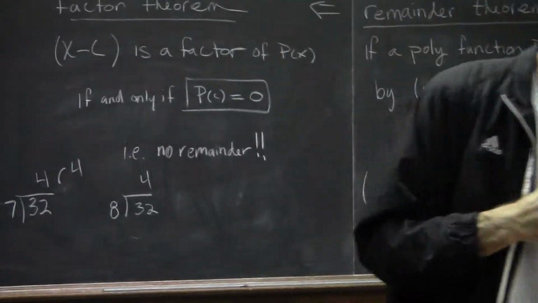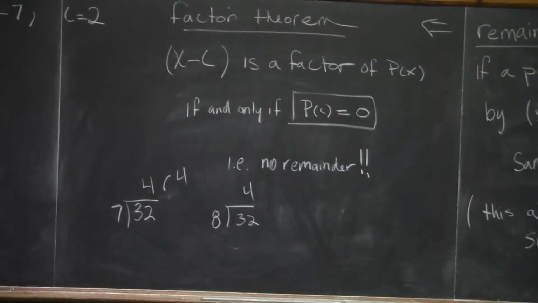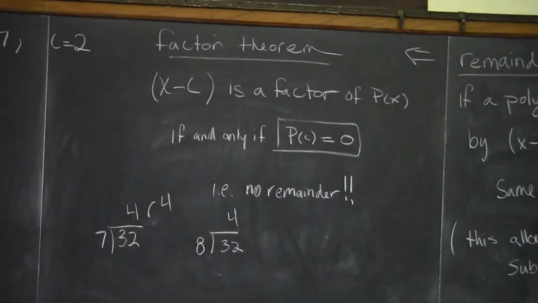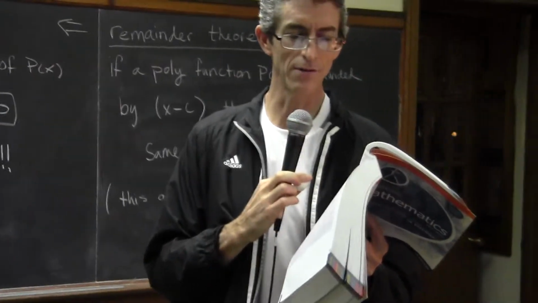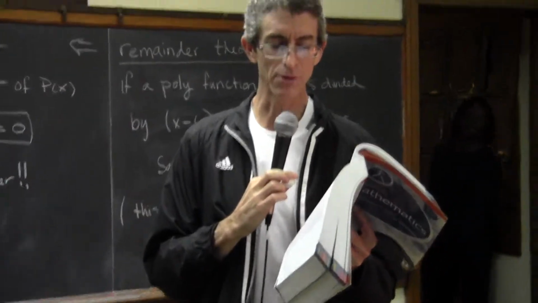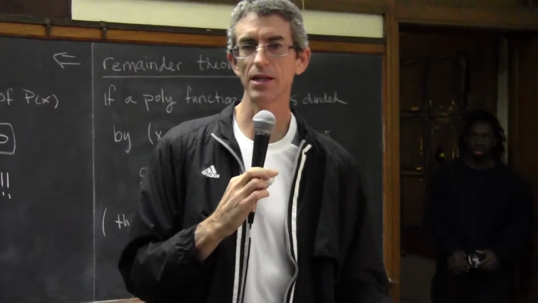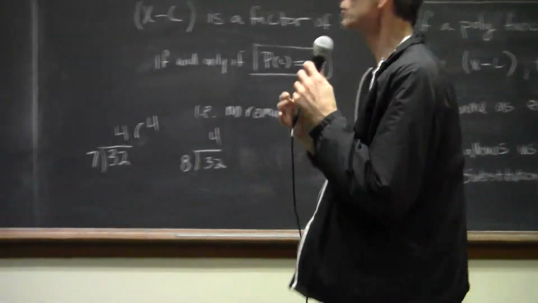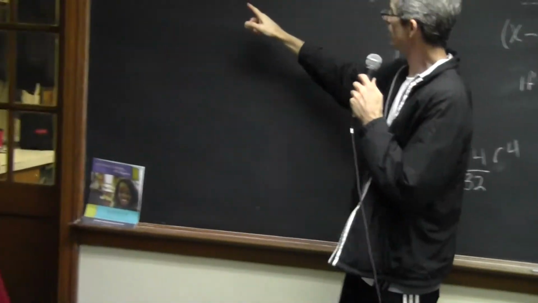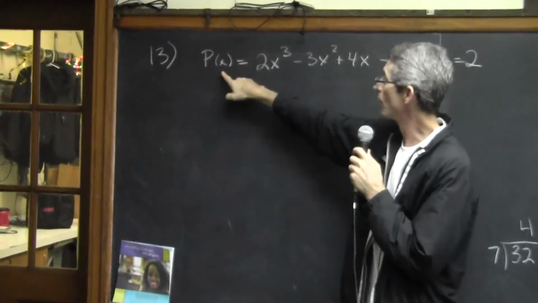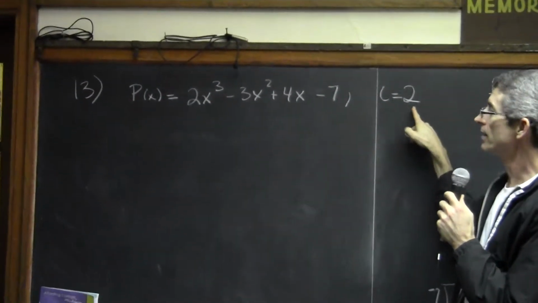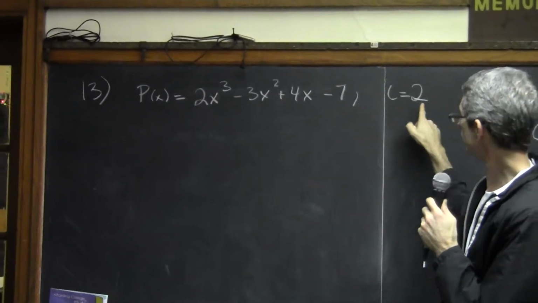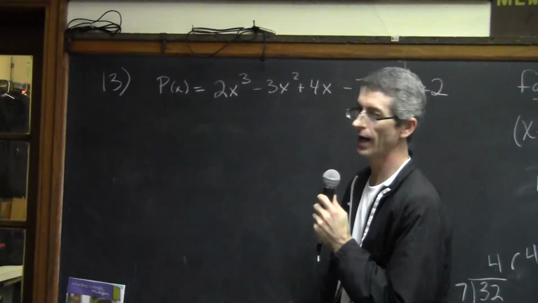Let me read what it says. It's going to be a little confusing when you first read it, perhaps. The problem says, in questions 13 through 16, use synthetic division and the remainder theorem to evaluate p at c. So here's problem 13. So here's the polynomial function, all that. C is 2. So they want us to evaluate this when we plug the 2 in for the x, right?